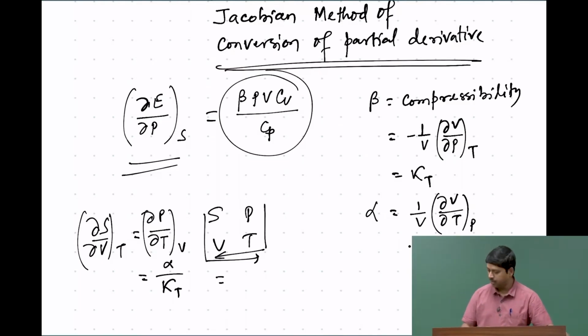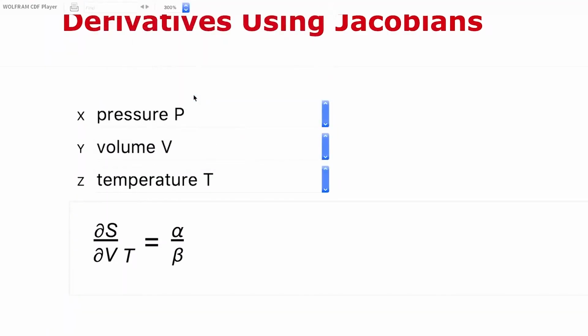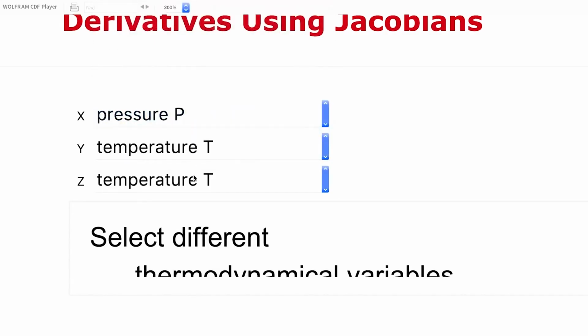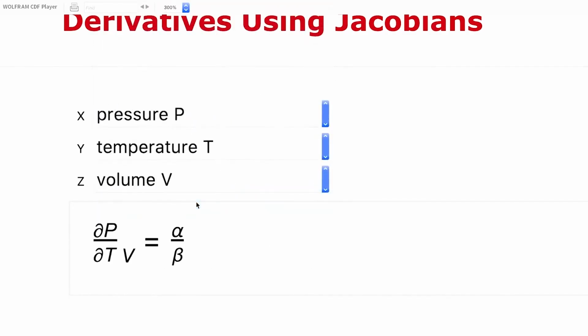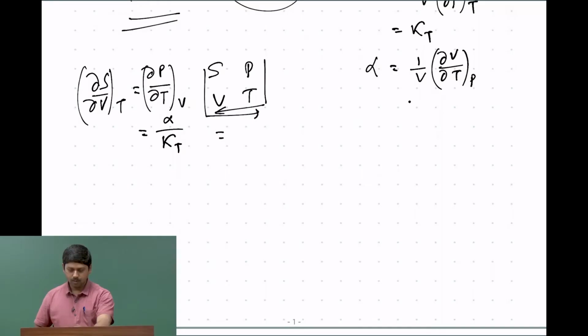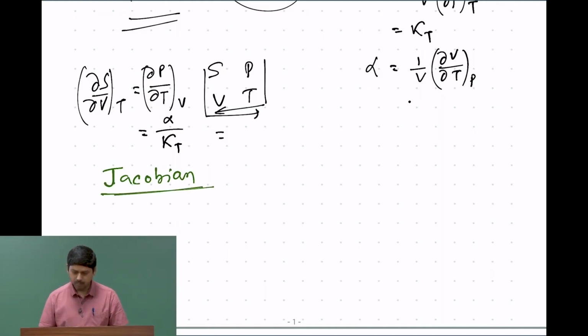So, let us see del P by del T at a constant V also, del P by del T at a constant volume, and that is also alpha by kappa T. So, you can see that whatever the Maxwell relation gives, the thermodynamic relation also gives the same thing. So, now we have to find out a general way to get all possible partial derivatives, and that is what we are going to discuss today. So, first of all, we want to understand what is Jacobian.